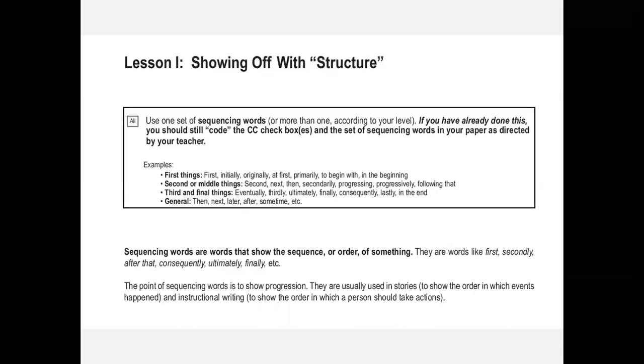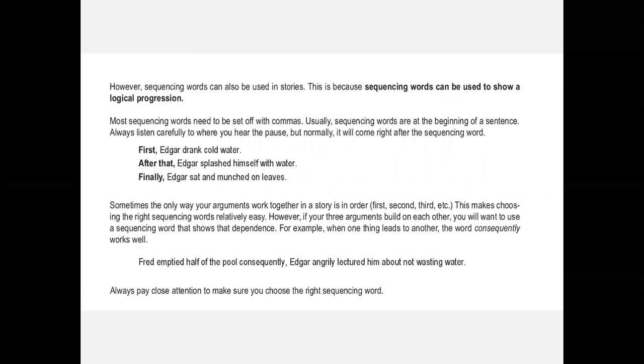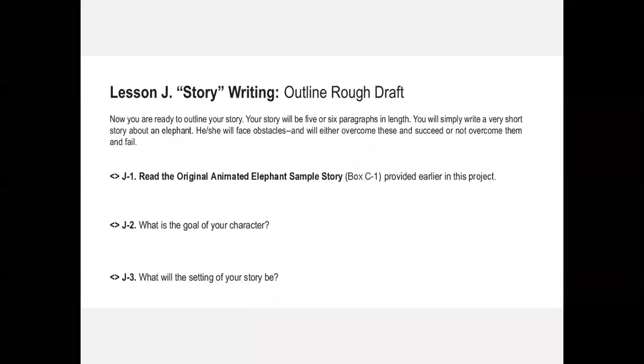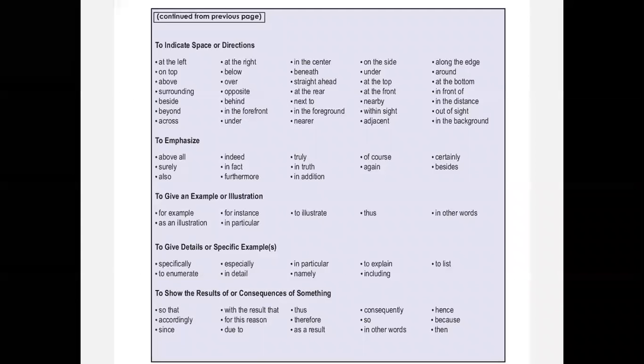And then we also have a lesson with structure sequencing words because story writing lends itself well. This is lesson I, lends itself well to sequencing. First this happened, then this happened, after that, ultimately, consequently. So I'm going to let you do this one on your own also. Lesson I, showing off with structure. And you can see how sequencing words can be used. And then we have transition words and phrases boxes for you as well. So those, you can print those off, put them on your language arts bulletin board, right? Enlarge those. They are a wealth of transition words and phrases, just fantastic for all types of writing.